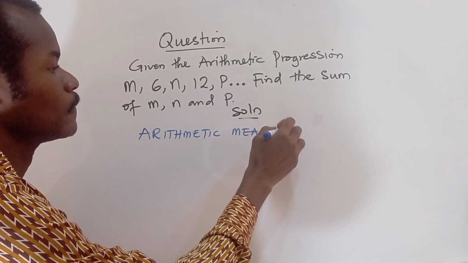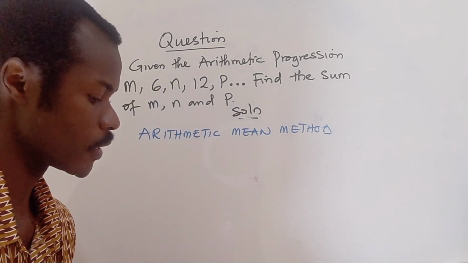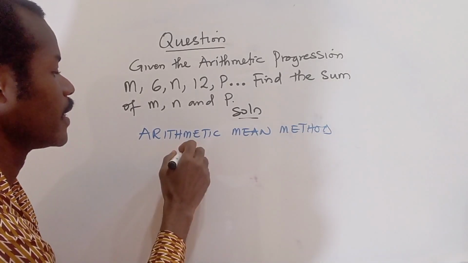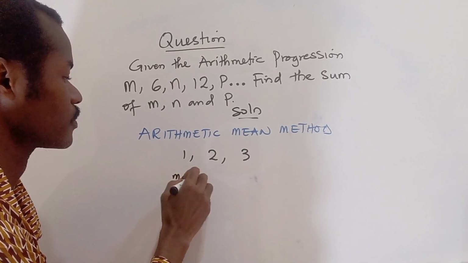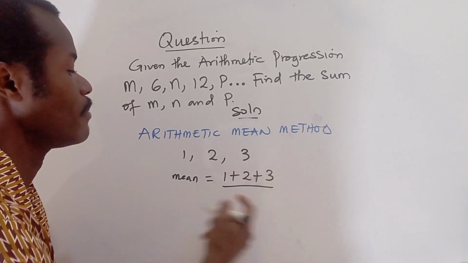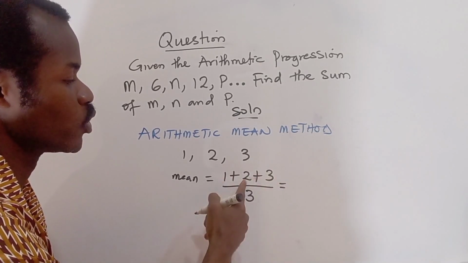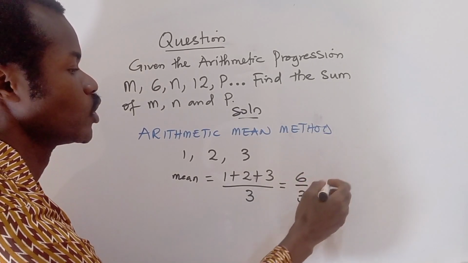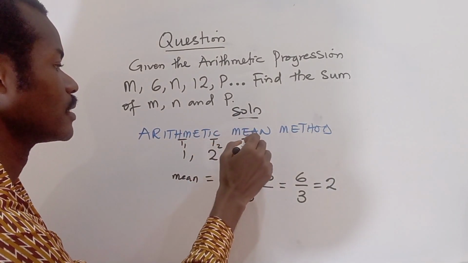Now, the first thing is we want to know what arithmetic mean is. For instance, if I have 1, 2, 3, the mean is 1 plus 2 plus 3 divided by 3, since we have 3 numbers. Adding all this, 1 plus 2 is 3, 3 plus 3 is 6, so we have 6 divided by 3, which is 2. Now, this is the first term, this is the second term, and this is the third term.